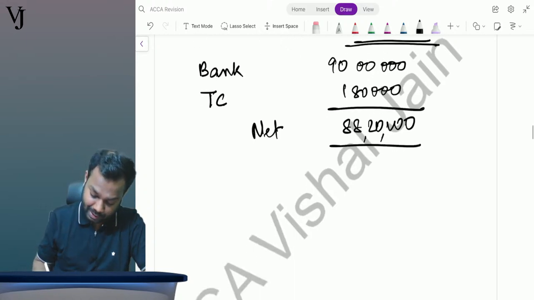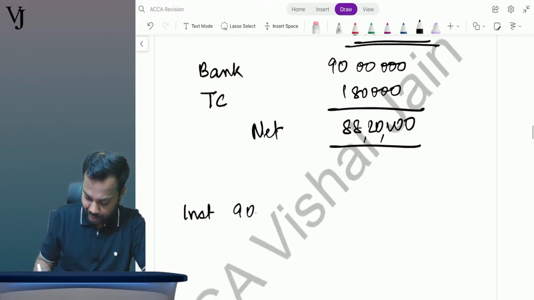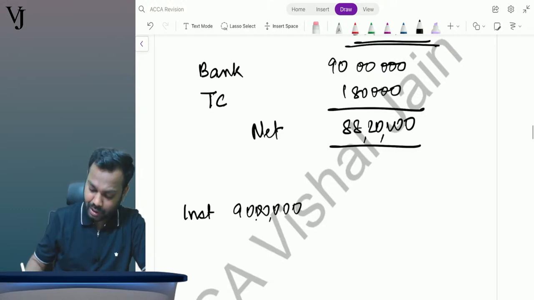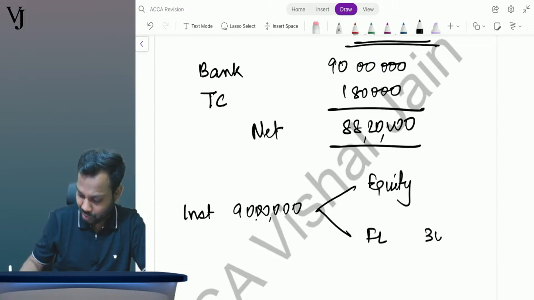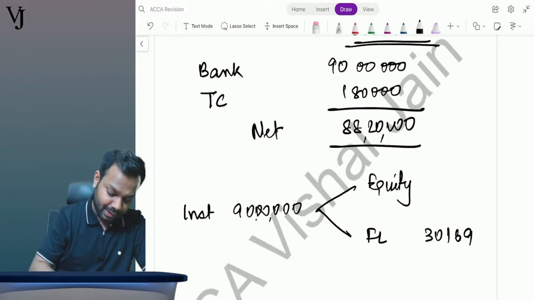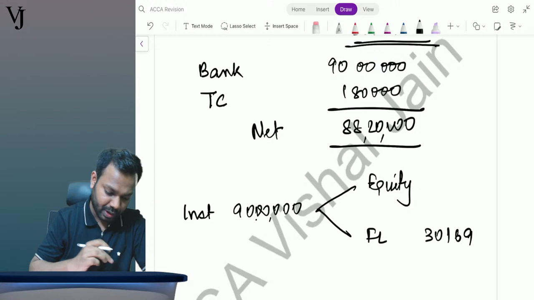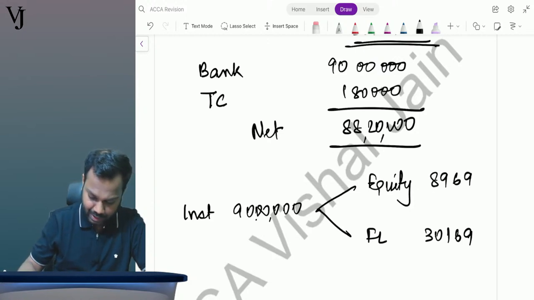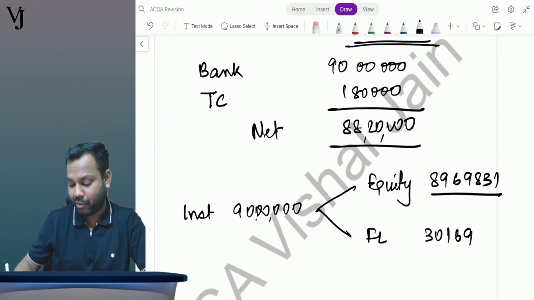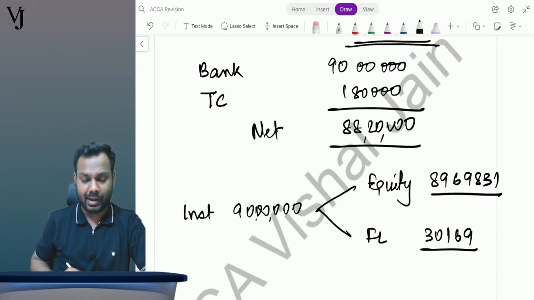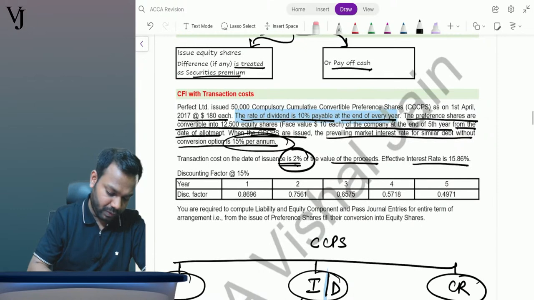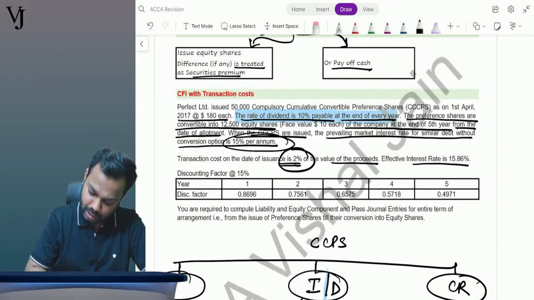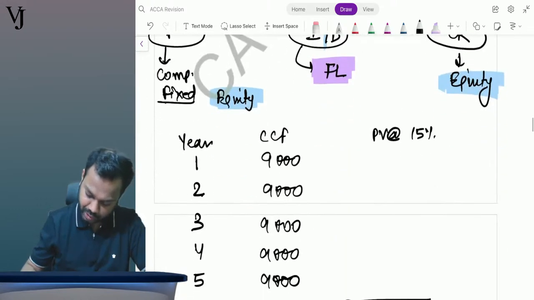See, understand the instrument is of 99 million. And I say that my equity and my financial liability is 30169 and my financial liability is 8969831. This is my equity, and this is my financial liability. How come 50,000 into 180 into 0.1 is 900,000? Okay.